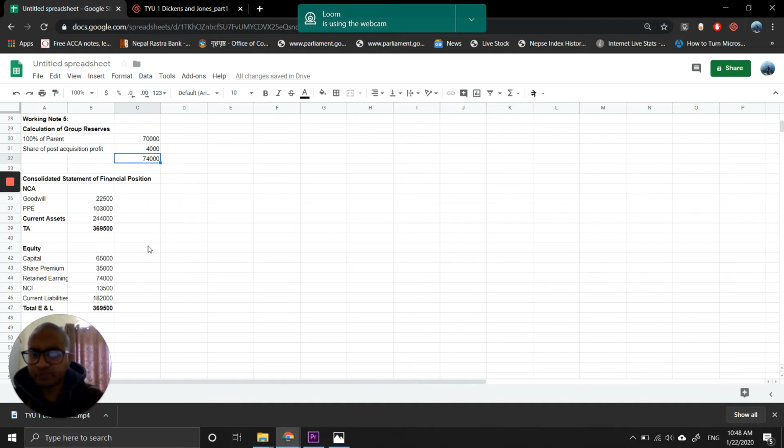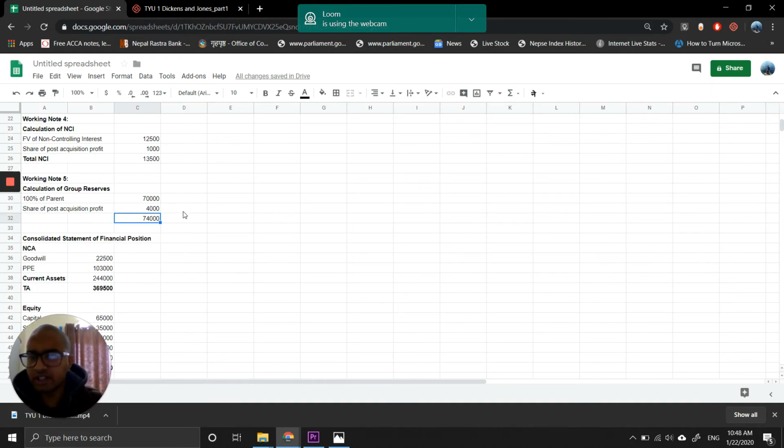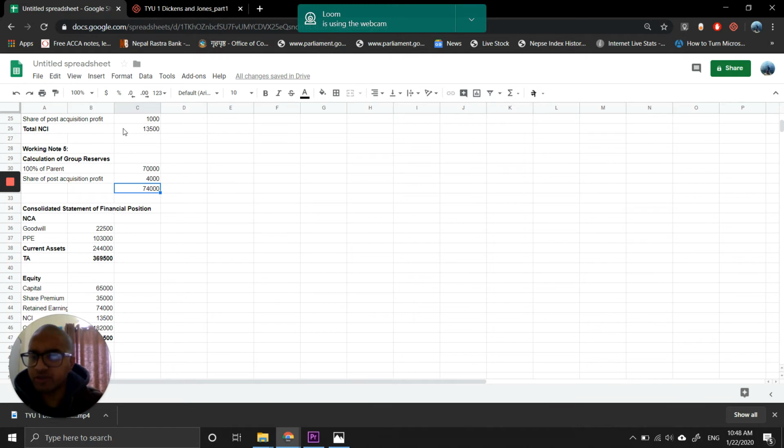And then based on these workings, since we don't have any impairments or anything, we don't have to worry about it. It's just a basic simple question, so we will definitely look at that as well later on. So when you're preparing your SOFP, what we will do is just enter the data. Goodwill we have already calculated, so just bring that figure from up to down, and then PP is already there. We add the PP of Jones and Dickens, both of them.